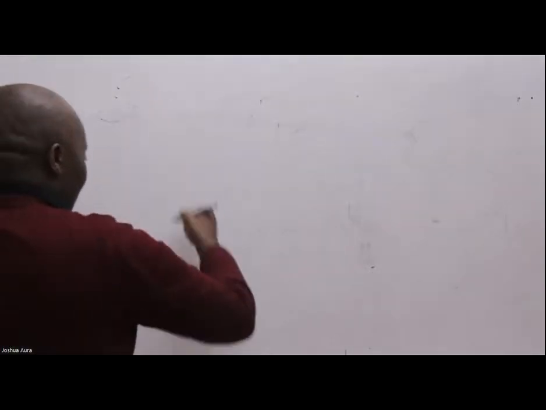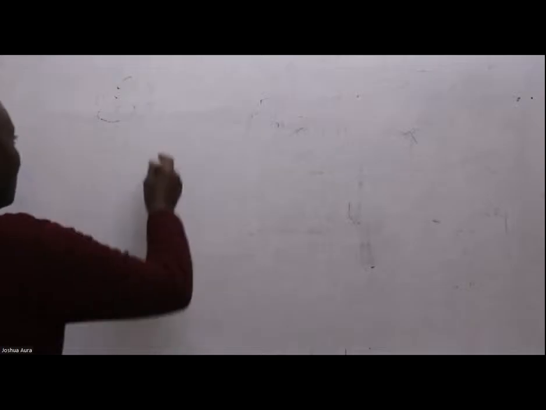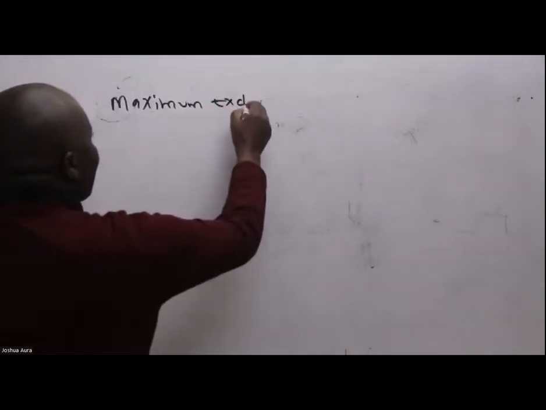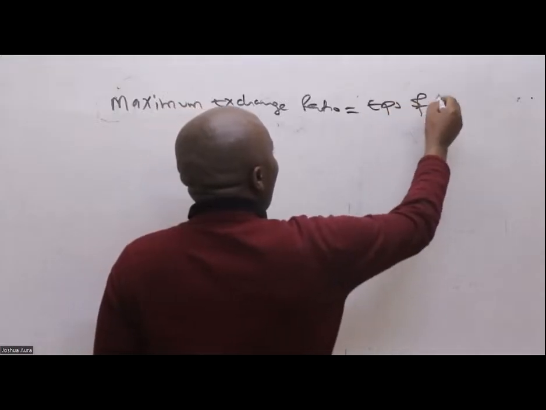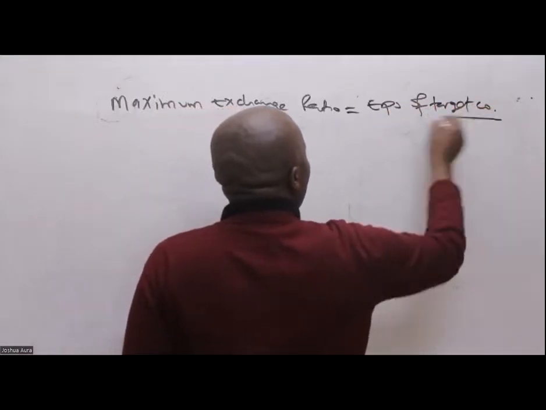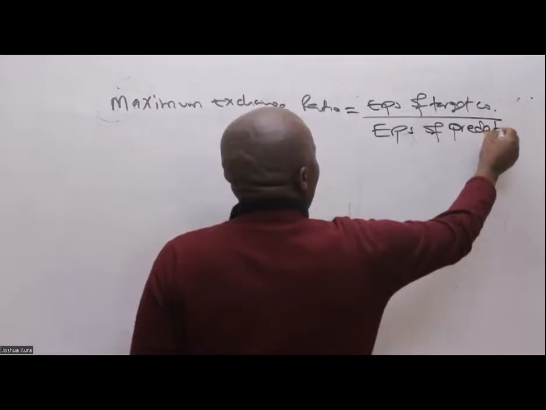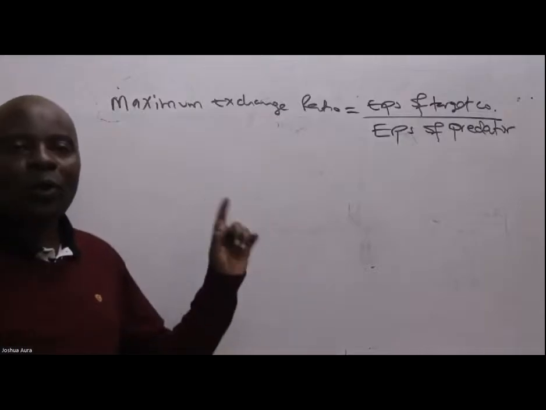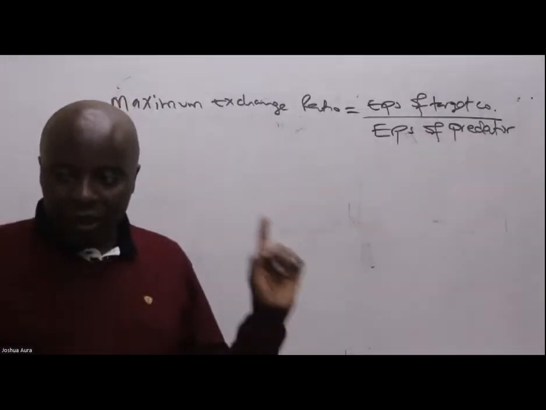So maximum exchange ratio is the EPS of the targeted company all over the EPS of the predator. A very, very important formula. There is no way I will ever go to any mergers exam without remembering this formula. This formula is so important.